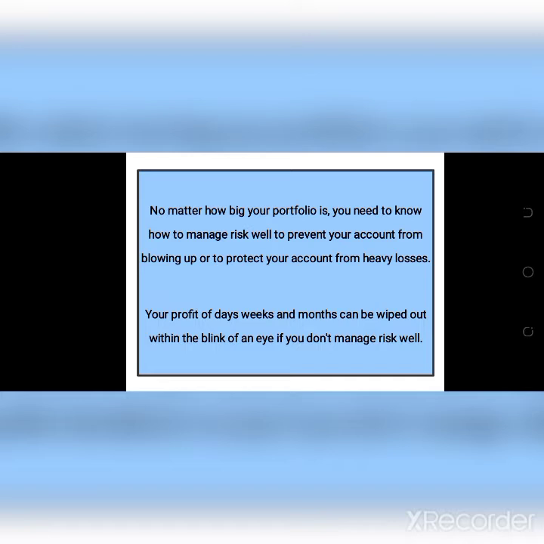So, no matter how big your portfolio is, you need to know how to manage risk well to prevent your account from blowing up or to protect your account from heavy loss. Right. So, you see the profit you've been gathering for days, weeks, months, years, you can blow it away in less than 10 minutes if you don't know how to manage risk well. Okay, so this is a live market and it is very risky. You have to be very, very careful.